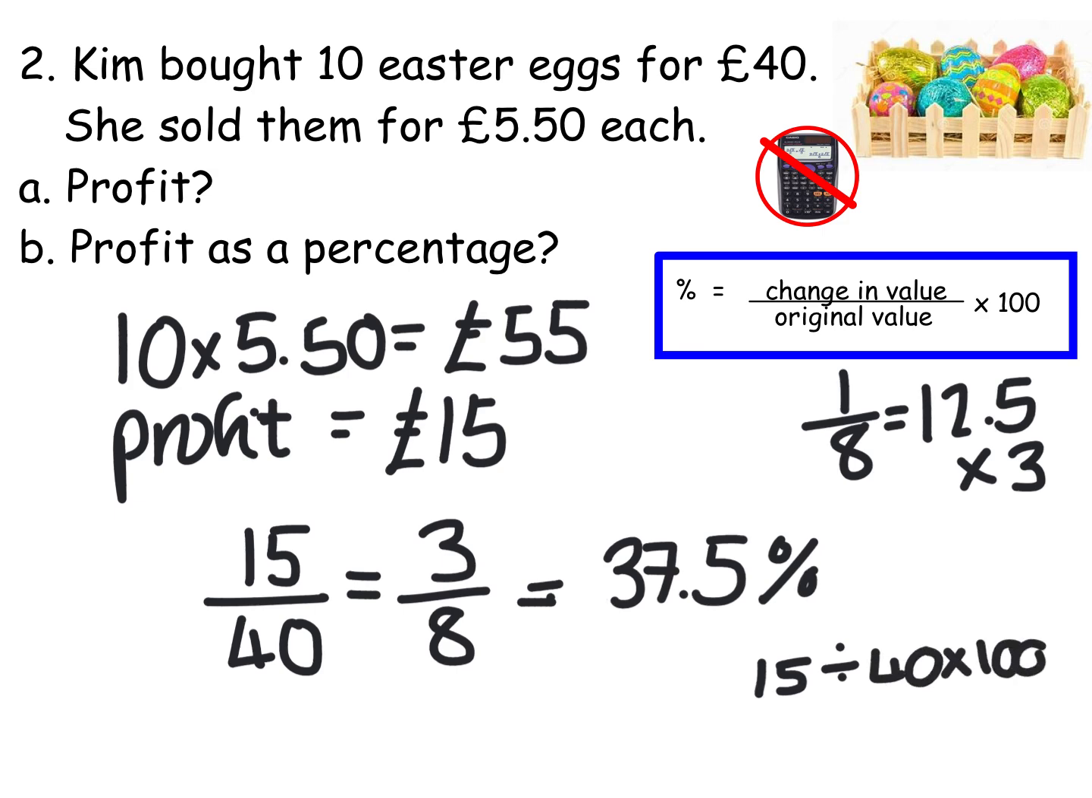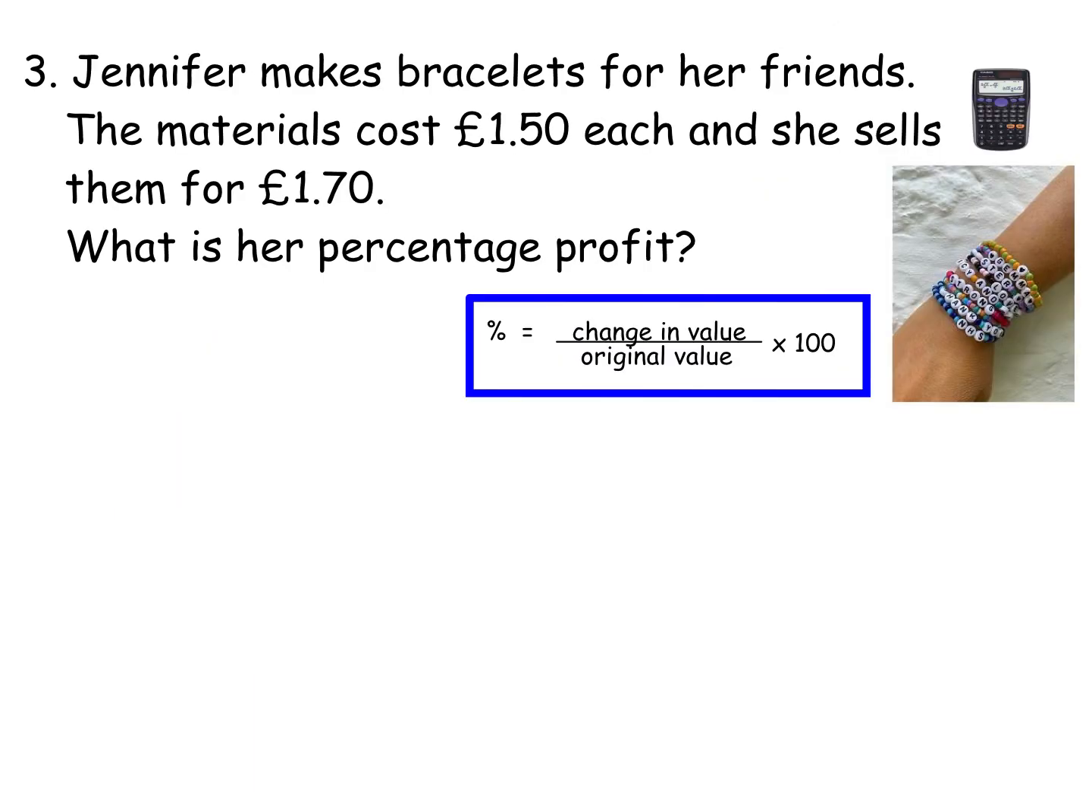So my next example is definitely a calculator one. Jennifer is making bracelets. I think this was around about the Taylor Swift concert time when I made this example. Jennifer was making bracelets and she was selling them on. The materials cost £1.50 and she sells them for £1.70. So what was her percentage profit? Well, first of all, what was her profit? Not a great profit. She's not a great business person, this Jennifer. Her profit was 20 pence per bracelet, but she was just making them for her friends for fun, so it's okay. So it's making a 20p profit.